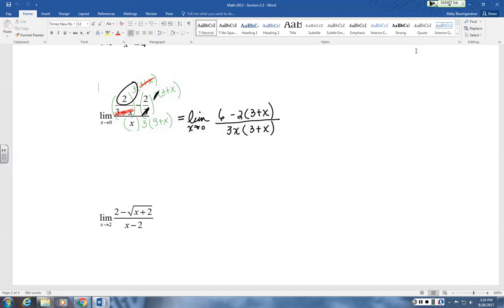Now, some students kind of get crazy here, right? And they're like, oh man, I see a 3 plus x and another 3 plus x. Those cancel. No, if you cannot factor, then you cannot cancel. I'm not able to factor a 3 plus x out of each piece of this. I can't factor a 3 plus x out of that 6. I could factor it out of this piece, and I could factor it out of the denominator.